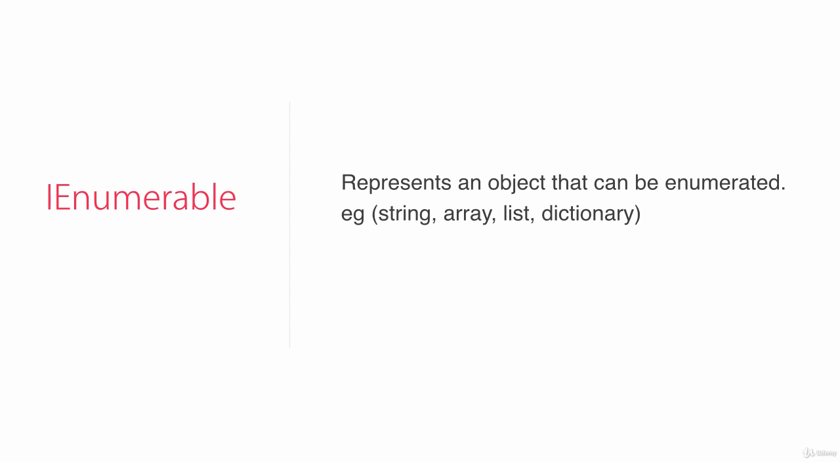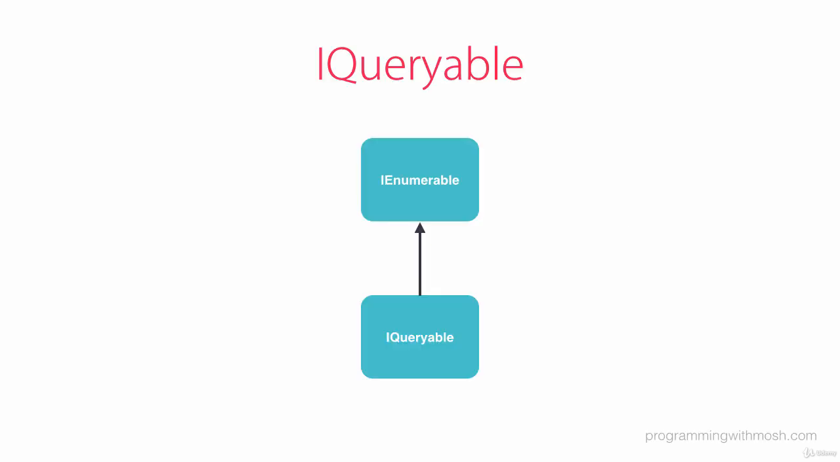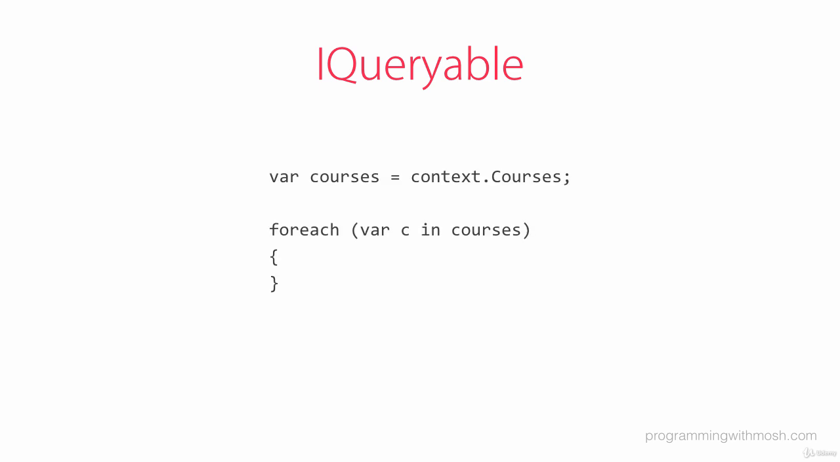In C#, strings are enumerable because we can do a foreach on a string and get access to every character. Other examples include arrays, lists, dictionaries. All these are enumerable objects. So IQueryable derives from IEnumerable, and essentially anything that is queryable is also enumerable. So we can iterate over them using a foreach block. That's why we could iterate over our courses variable and display them on the console.